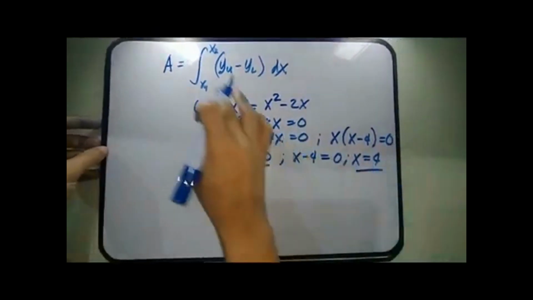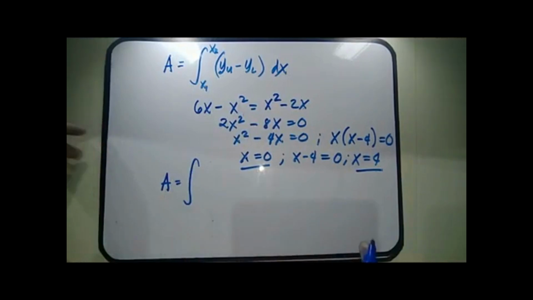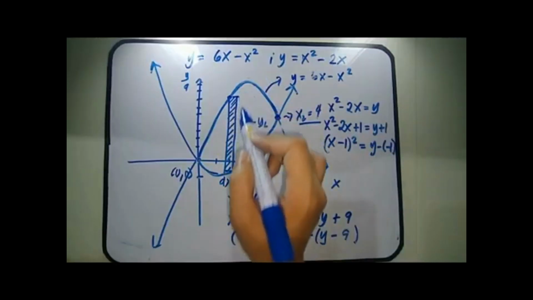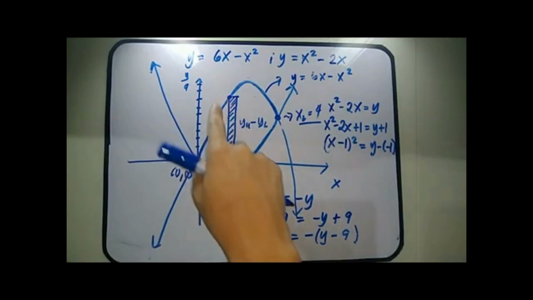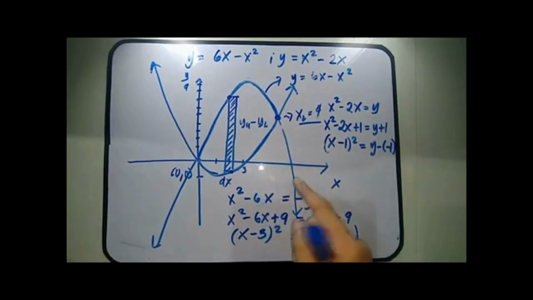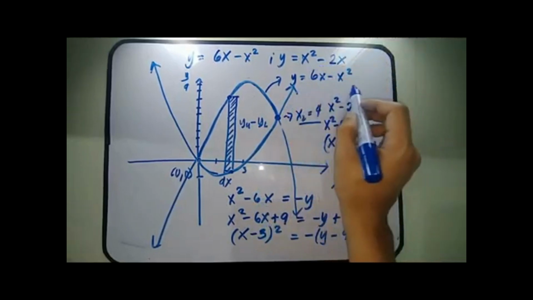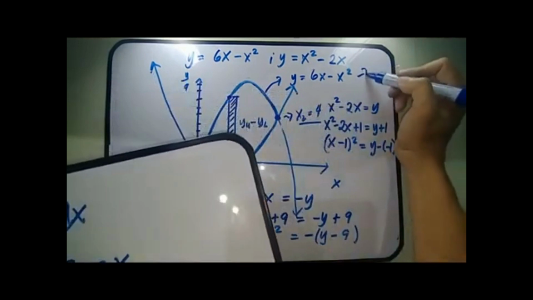So this is 4. So we need to find what is upper y and what is lower y. So your lower limit is 0, 0 to 4. So what is y upper? Now y upper is the graph that touches the upper part of your strip. So it touches the curve y is equal to 6x minus x squared. So that is the projected downward curve. So that is 6x minus x squared.